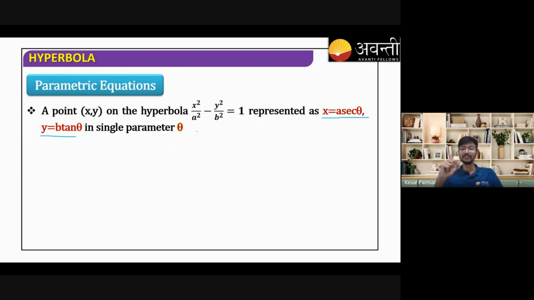That means if someone asks me to assume any point x comma y on the hyperbola, it will be a sec theta comma b tan theta.